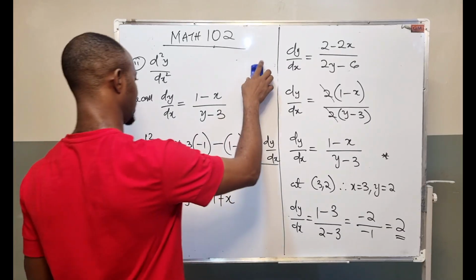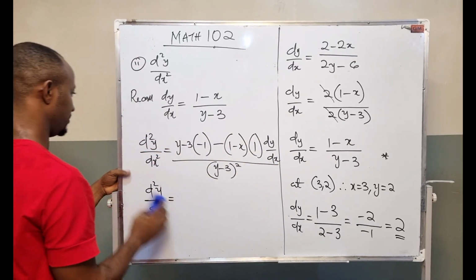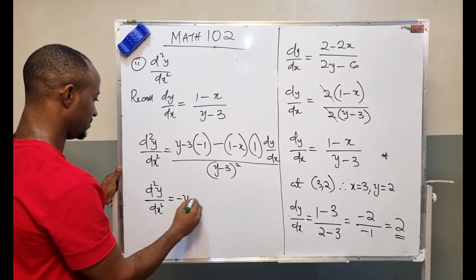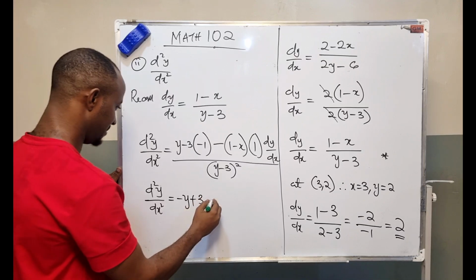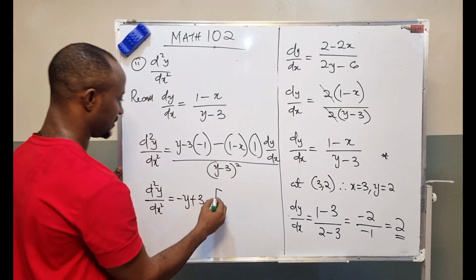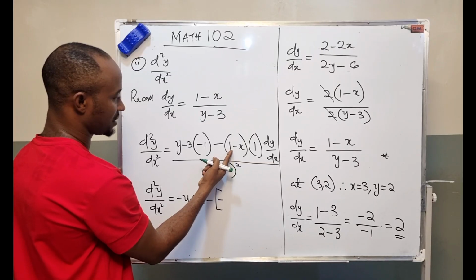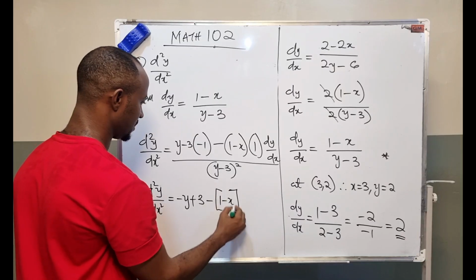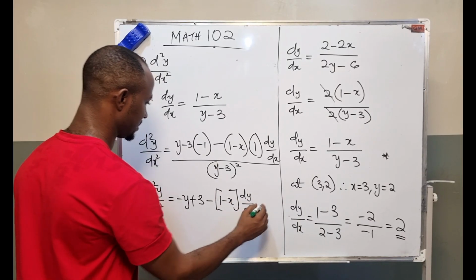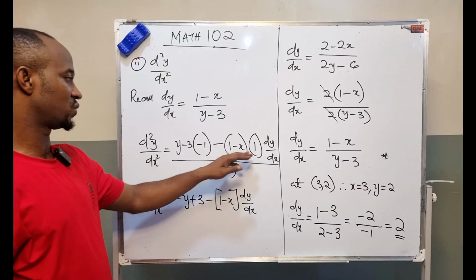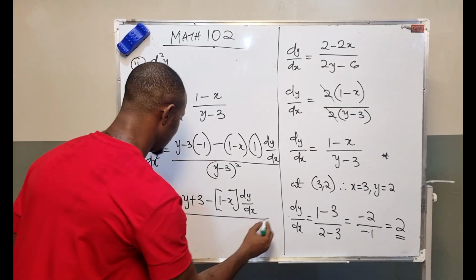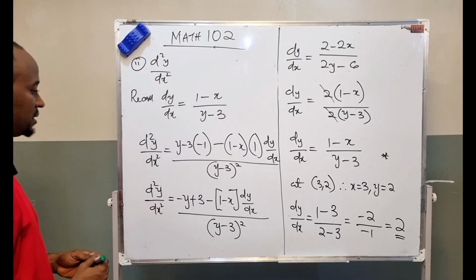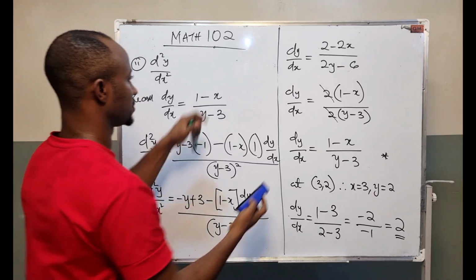Let me put my bracket to avoid mistakes. Here we already have minus y plus 3, minus in bracket. So here we have minus 1 times 1 is still 1, right? Here we have 1 minus x. Then we have the dy/dx here. Don't forget, all I just did there is to multiply this with 1 to give us this first. Then all divided by y minus 3, all squared.